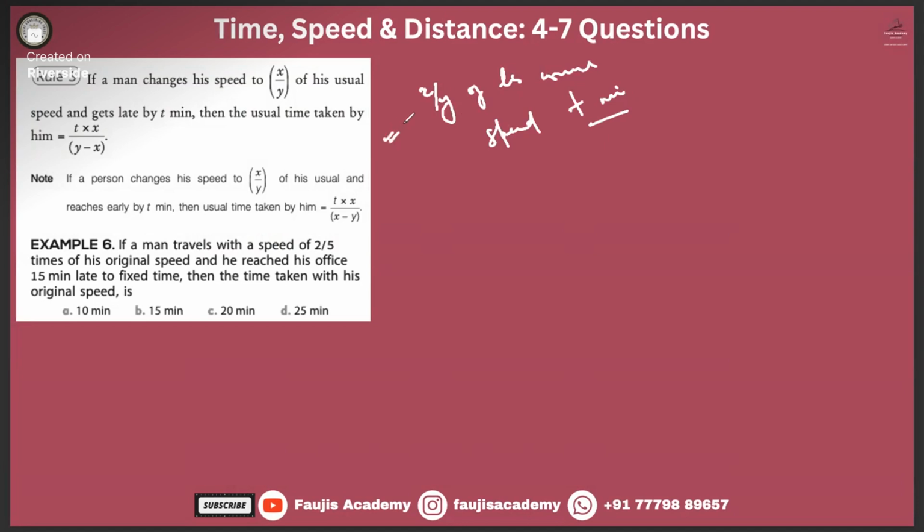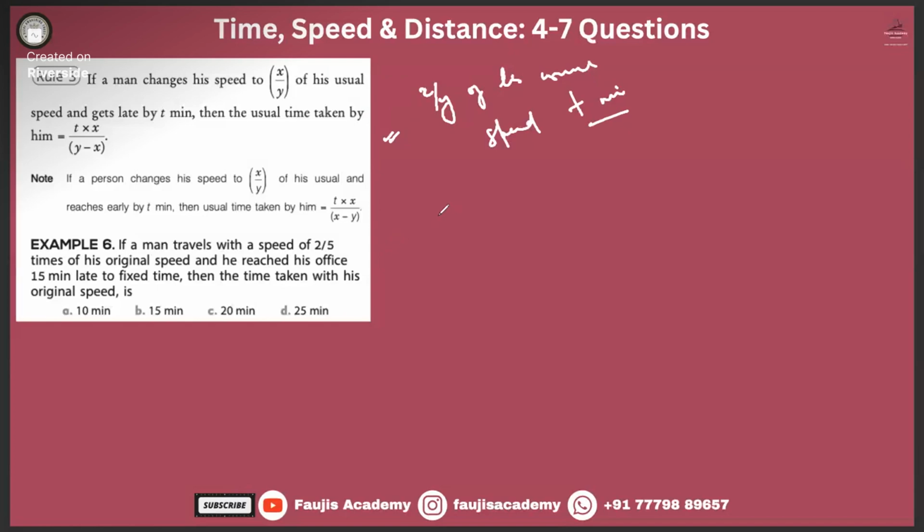And there is another note over here. If a person changes his speed to x by y of his usual and reaches early by t minutes, then the usual time taken by him is t x divided by x minus y. Right, guys? Okay. So let's first try to understand using the formula.